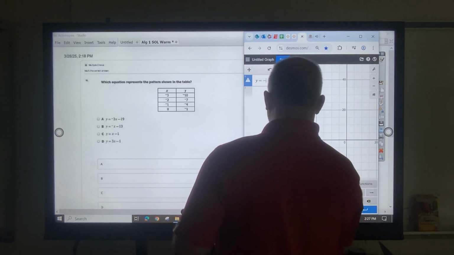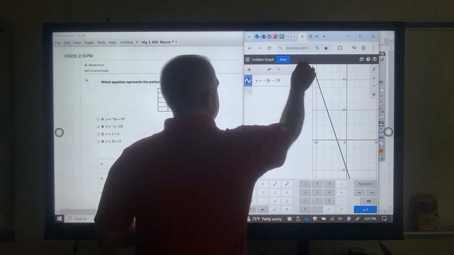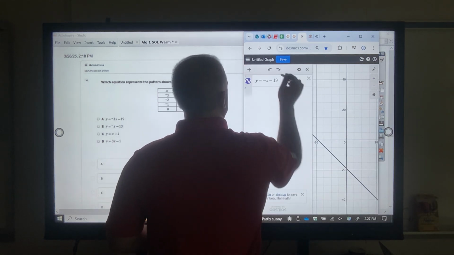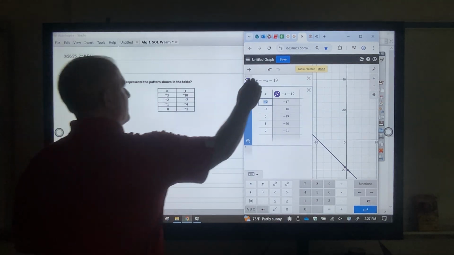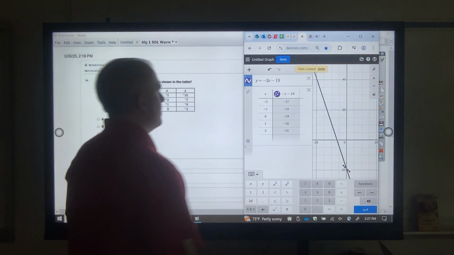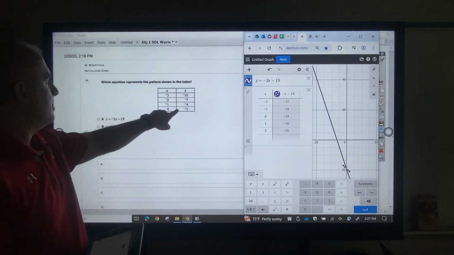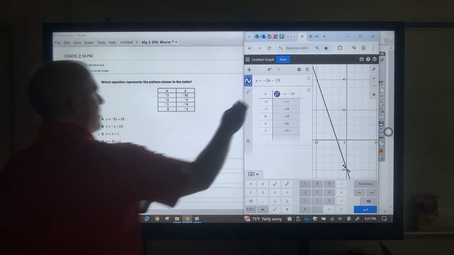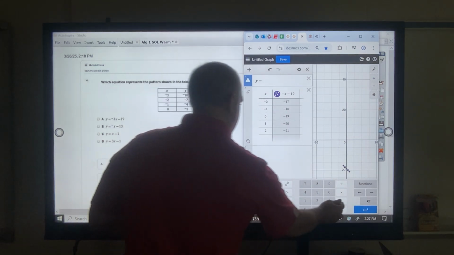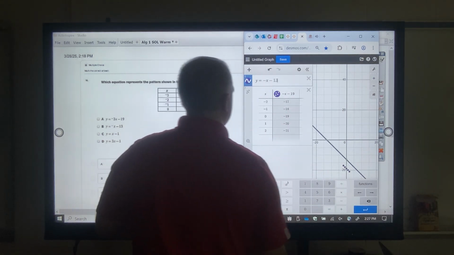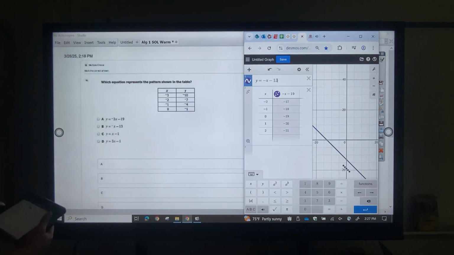Okay? -3x minus 19. You hit, whoops, 3x minus 19. You hit gear, table. Whatever reason I didn't put that 3 in there. All right, so I put that 3. Which one matches up? 0, nope, that one's not it. So I'm going to go ahead and delete that and put -x minus 13. Okay, does that match up? Nope, does not match up.